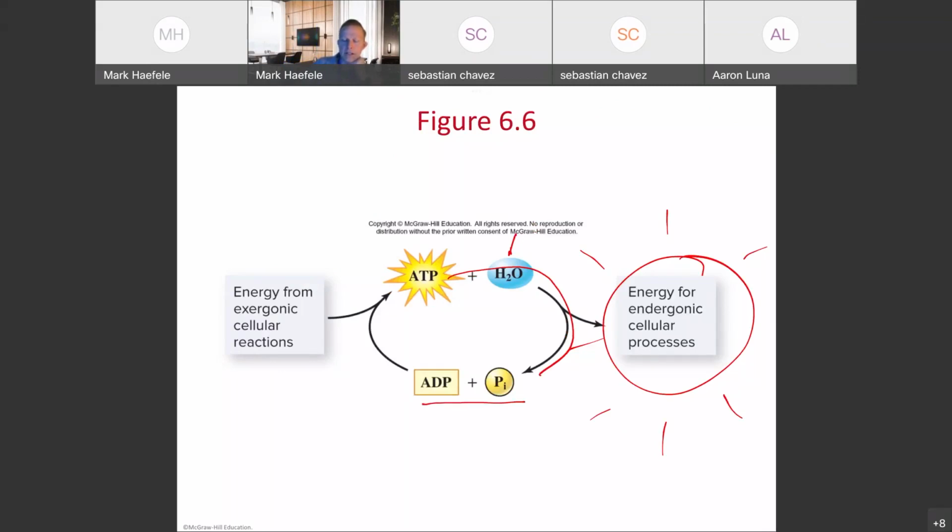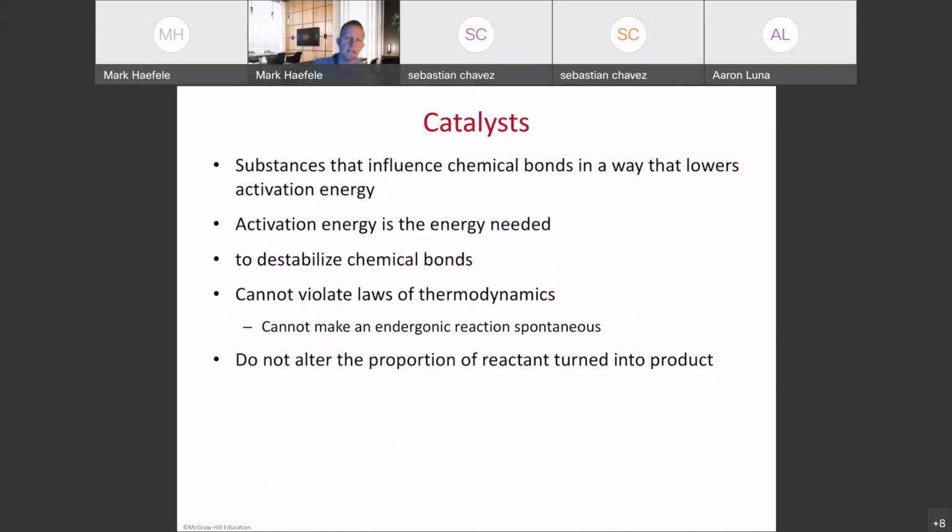And then what you want to do is use exergonic cellular reactions, with lots of energy in them, to pack that energy into creating another ATP. So you can see how the two oscillate back and forth in this great cycle.